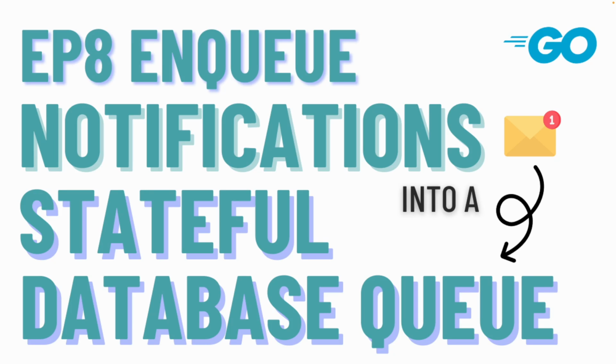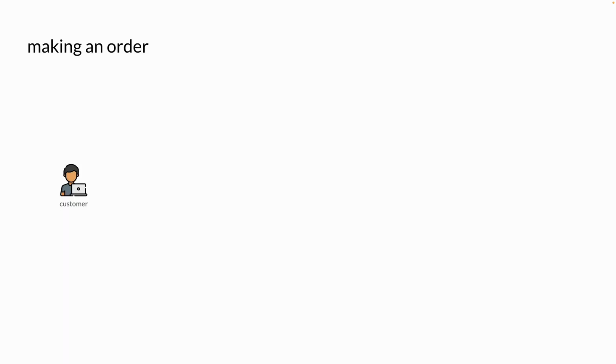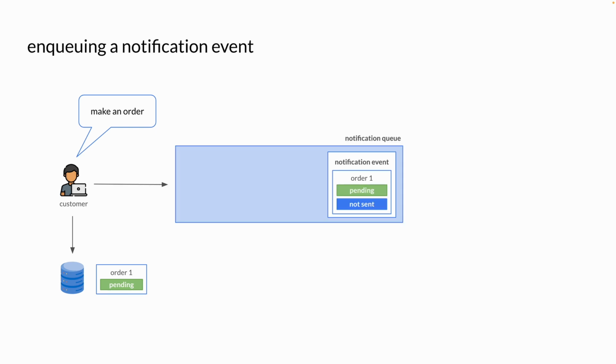Let's now see how we can use our database as a queue to enqueue our notification events and process them in a stateful manner. When a customer makes an order, we know that an order will be added to our orders table in the database. Now we want to take a step further and enqueue a notification event for each order that is created.